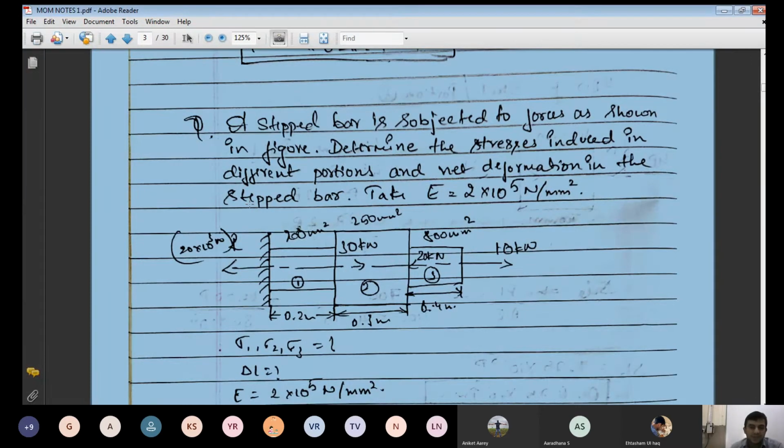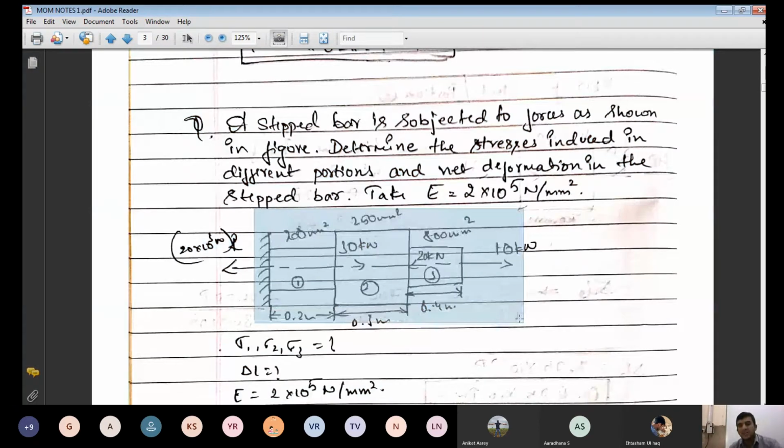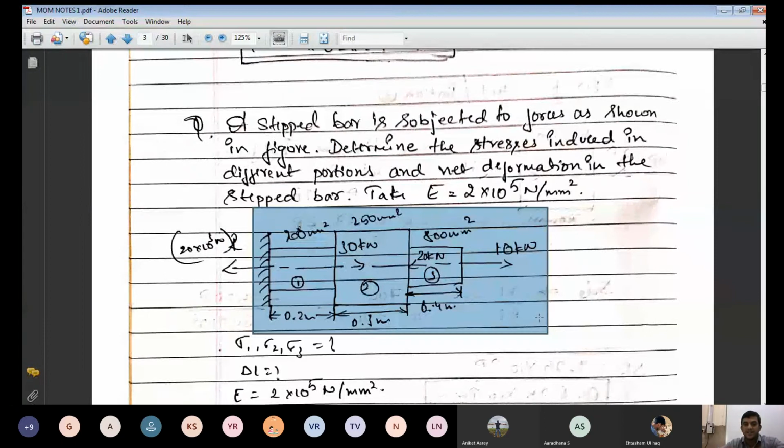Now compare this problem with the previous problem. In the previous problem, that is also a stepped bar, but the load is acting on all sides. But in this stepped bar, one side the bar is fixed, and on the other side several axial loads are acting based on each portion of the stepped bar. Here also there is a stepped bar having three portions, portion 1, 2 and 3. Several axial loads are acting along the axis. In portion 1, the length is 0.2 meter, be careful about the unit, and the cross-sectional area is 200 millimeter square. In portion 2, the length is 0.3 meter, and the cross-sectional area is 250 millimeter square. Portion 3, 0.4 meter length. Again, what is the cross-sectional area?